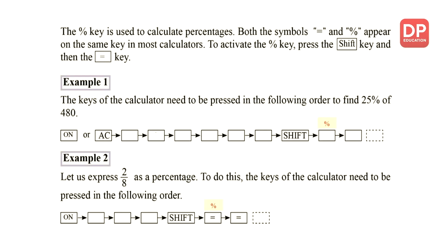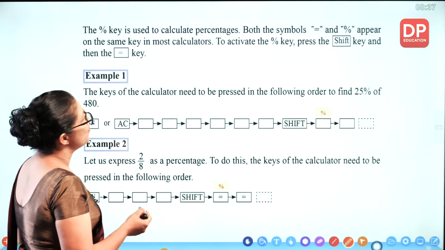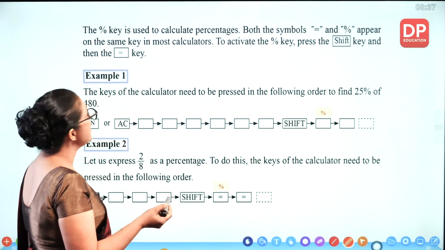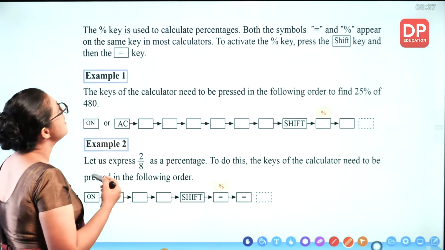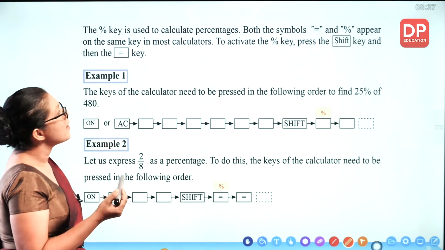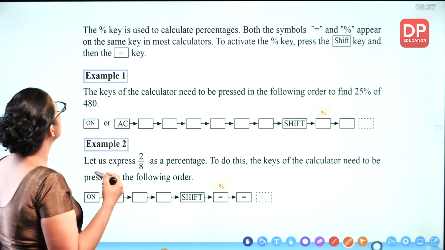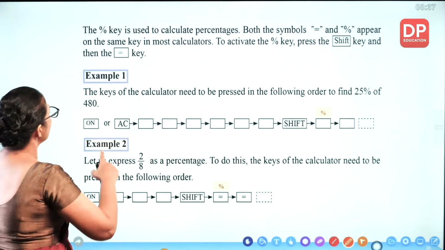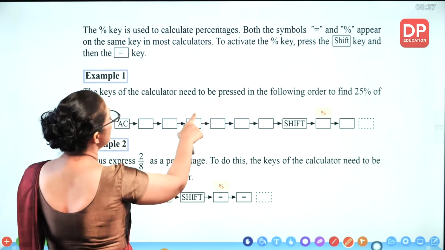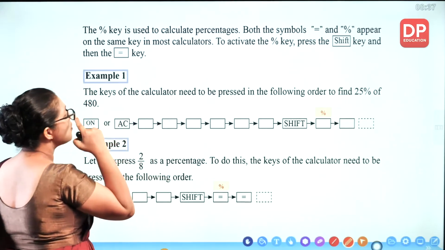The percentage key is used to calculate percentages. Both the symbol equals and percentage appear on the same key in most calculators. To activate the percentage key, press shift key and the equal sign. The keys need to be pressed in the following way.